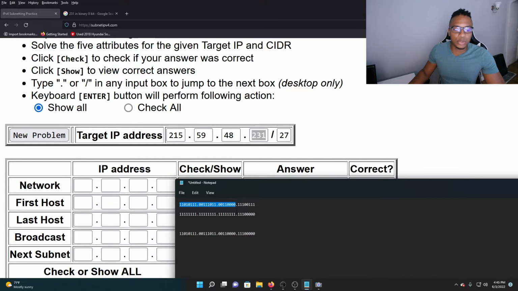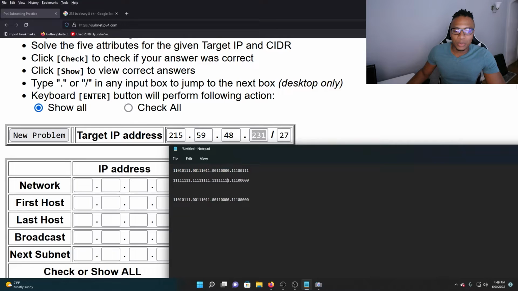We don't have to write down the IP address. We don't have to match the ones and the zeros. We don't have to do any of that because we know it's a /27 subnet mask. There's going to be 27 ones. And whatever one matches with the IP address, we just write that down. It's going to be exactly the same for these three octets.